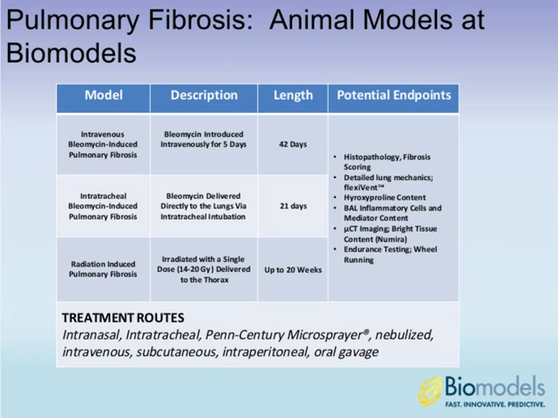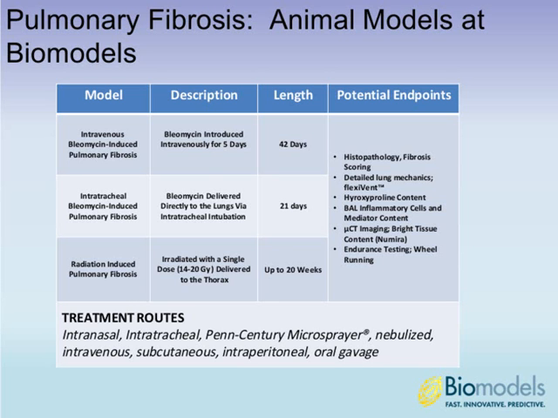So we have 3 animal models of pulmonary fibrosis at Biomodels. We have an intravenous bleomycin-induced pulmonary fibrosis. In this model, bleomycin is introduced intravenously for 5 days. The endpoints in this model are generally 42 days. We have an intratracheal bleomycin-induced pulmonary fibrosis. In this case, there's only one delivery of bleomycin, and that's delivered to the lungs via intratracheal intubation. In general, that's a 21-day model.